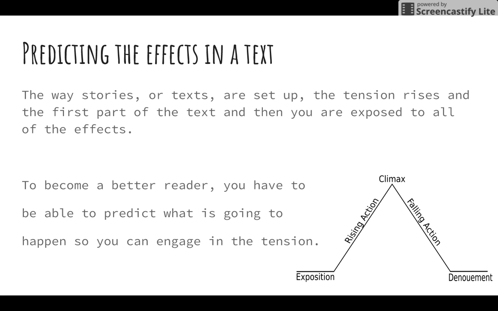The way stories or texts are set up, the tension rises as you read. So, the first part of the text is kind of subdued. You have the calming period where you're introduced to everything. And then as you read, your tension builds. And then you're exposed to all the effects that happen after this climax or this turning point happens. And so to become a better reader, you have to be able to predict what's going to happen so you can engage in that tension. So when you're reading a story, if you're predicting what's going to have the effects, then you are essentially engaging inside the text and you are becoming a better reader.